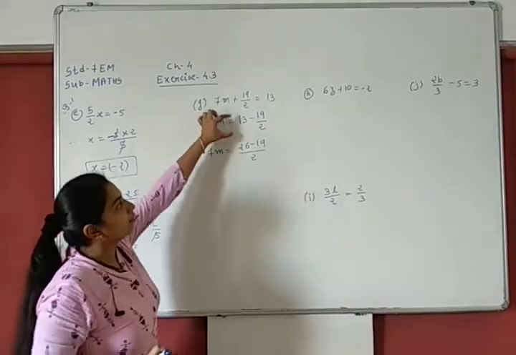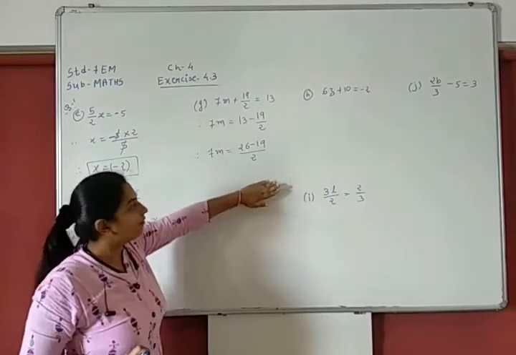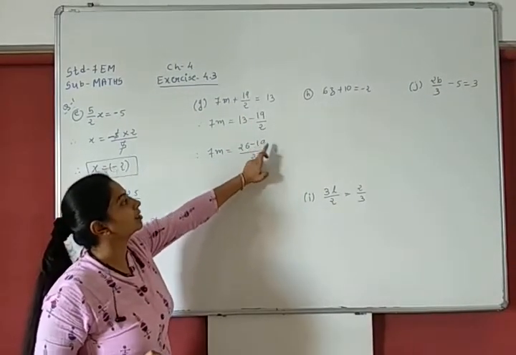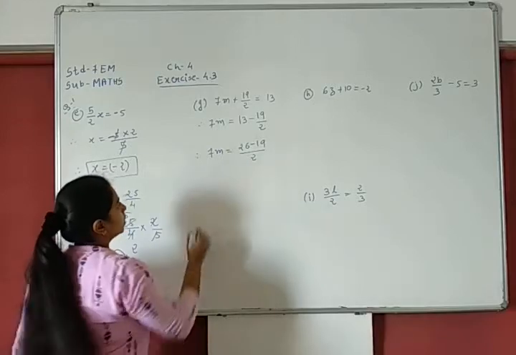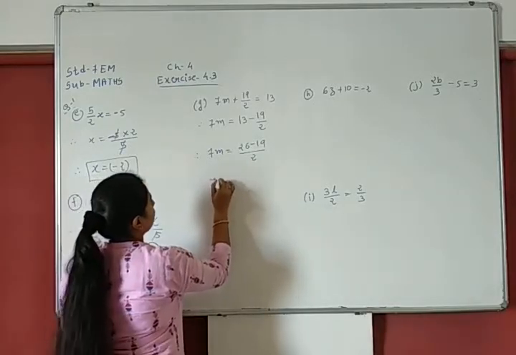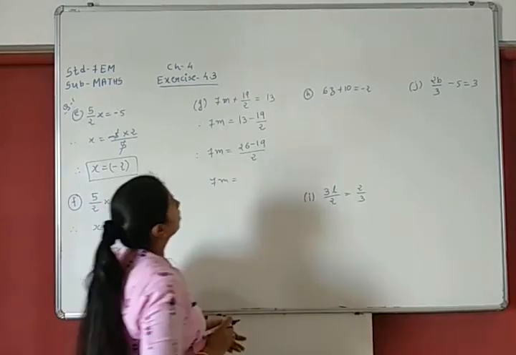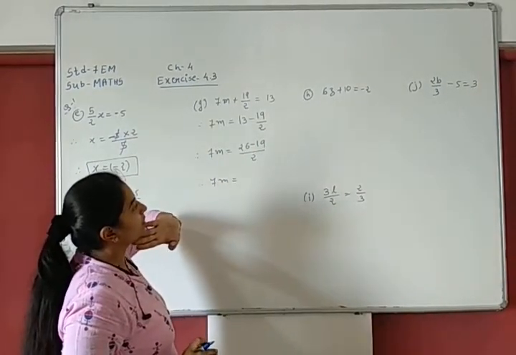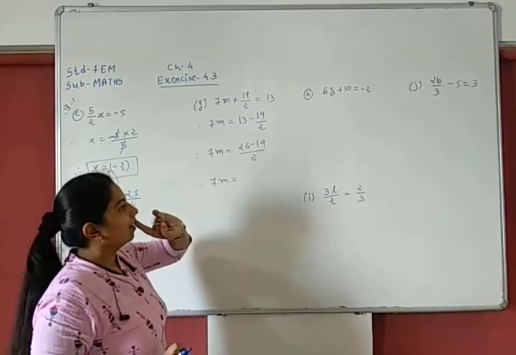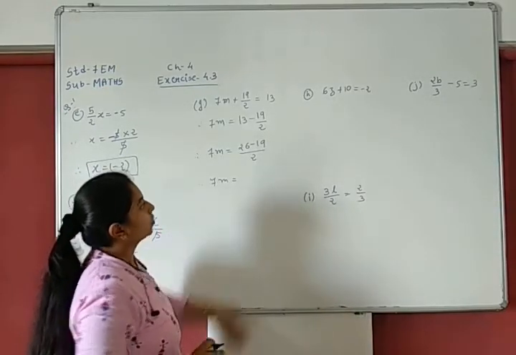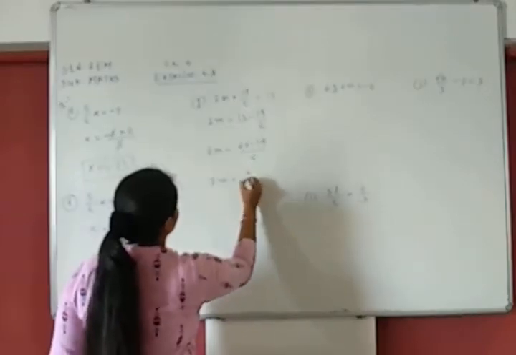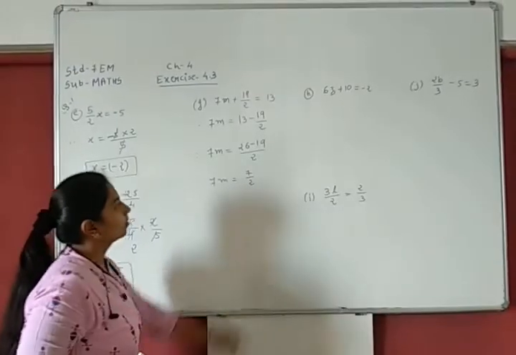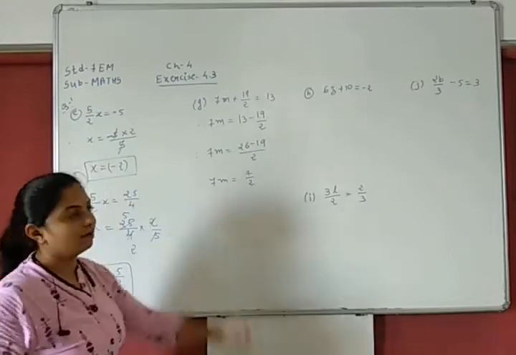Here we have to take the LCM, so this subtraction will be done like this: 26 minus 19 upon 2. Now 26 minus 19, what will it be? 26 minus 20 is 6, and we are doing minus 19, so it will be 7 by 2. Okay, 26 minus 19, 7 by 2.